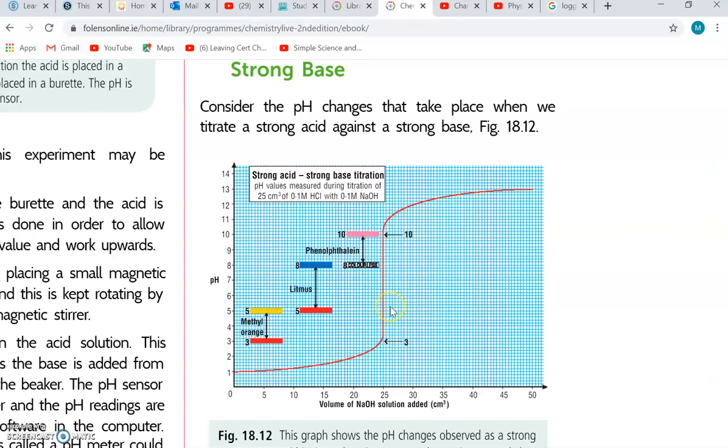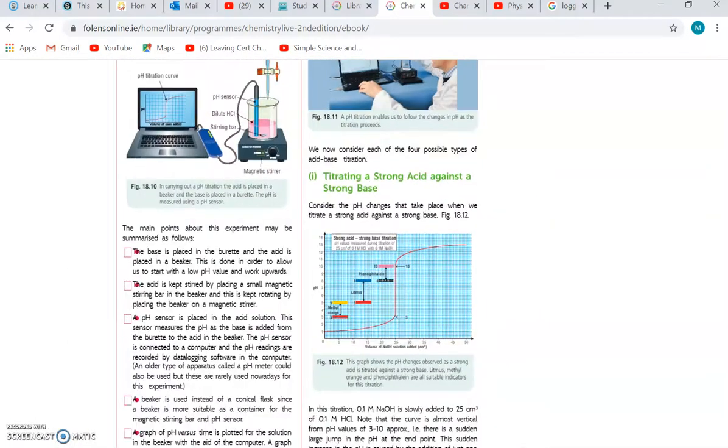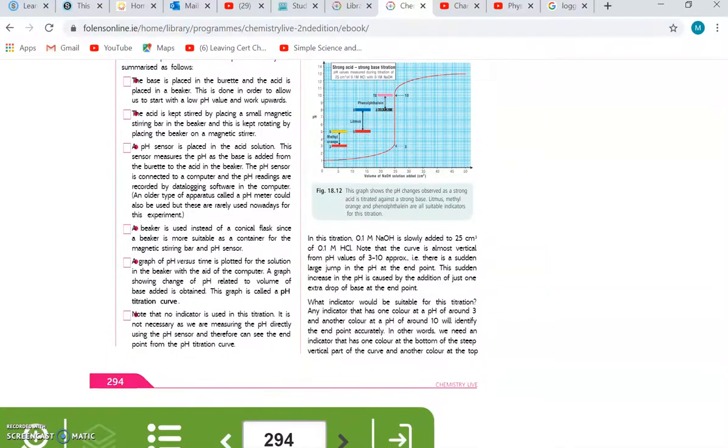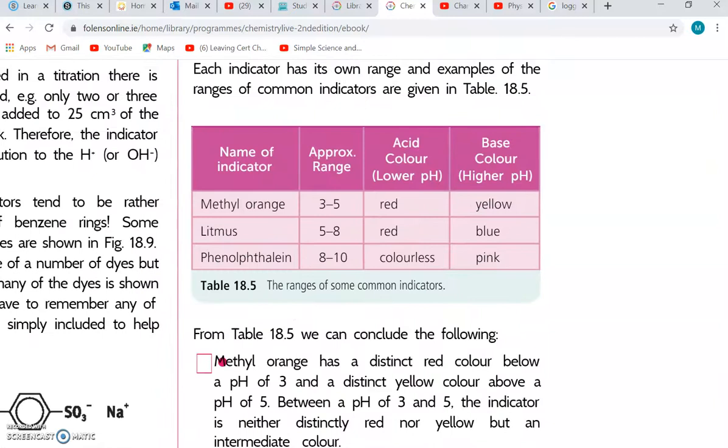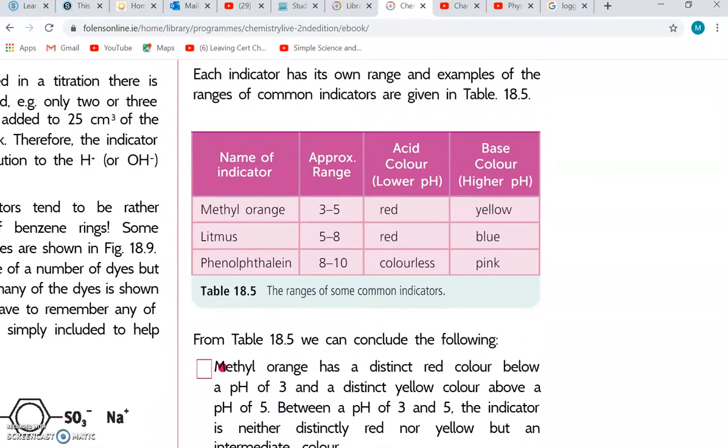Okay, now if you look back, it's going from a pH of 3 to a pH of 10. If we think back to the ranges that we had for methyl orange, litmus, and phenolphthalein, we're saying it's going from 3 to 10. So methyl orange changes in a range of 3 to 5, so methyl orange will work for a strong acid, strong base.